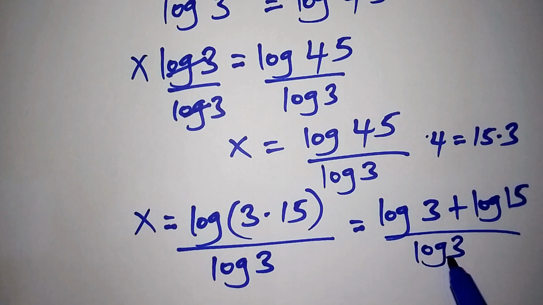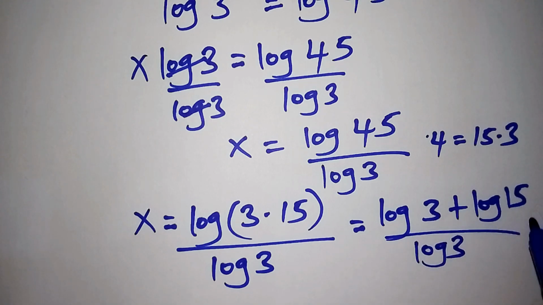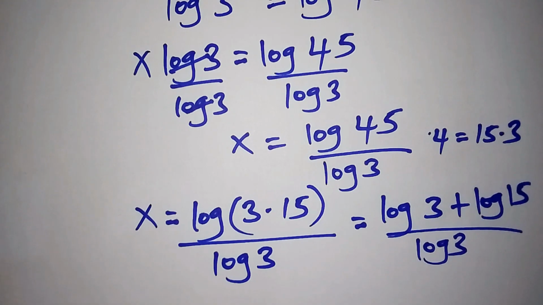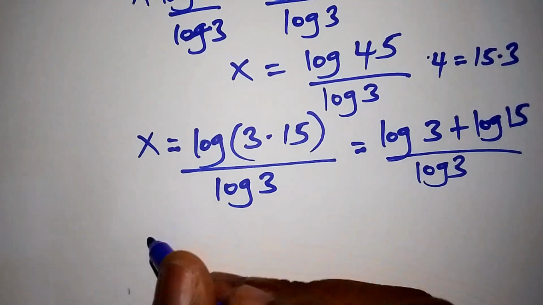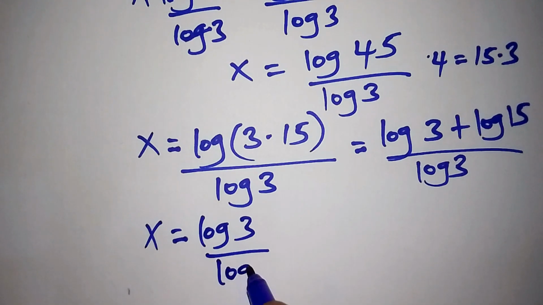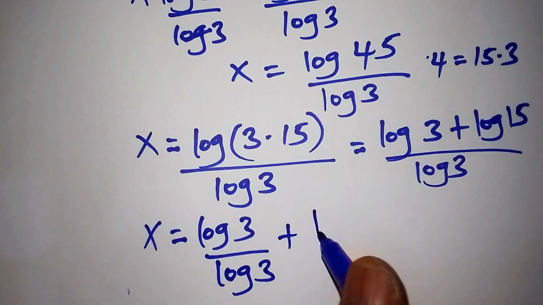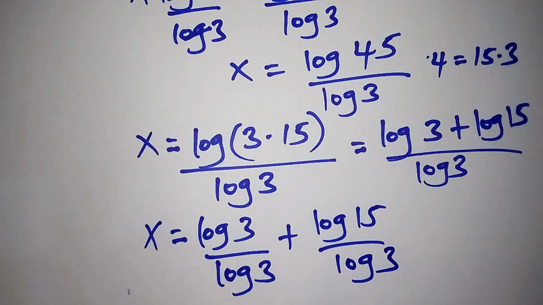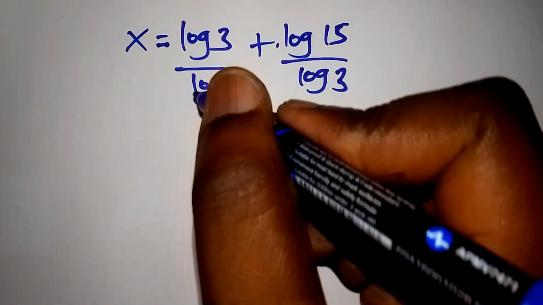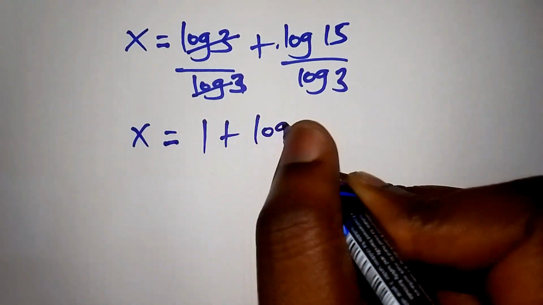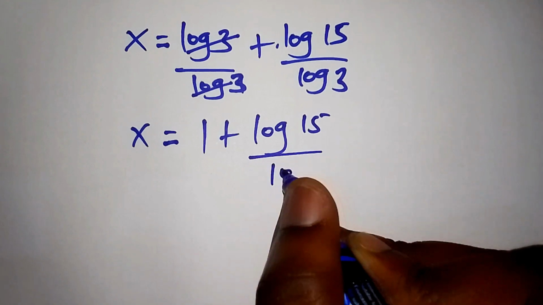We shall now use the log of 3 to divide log 3 and also to divide log 15 separately. So we conclude that our value for x is equal to the log of 3 divided by the log of 3, plus the log of 15 divided by the log of 3. Now log 3 and log 3 cancel, so x is equal to 1 plus the log of 15 all over the log of 3.